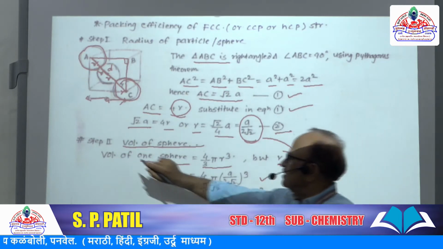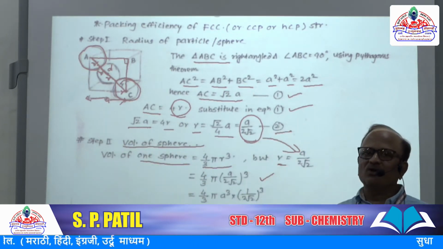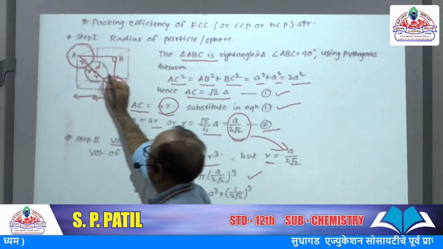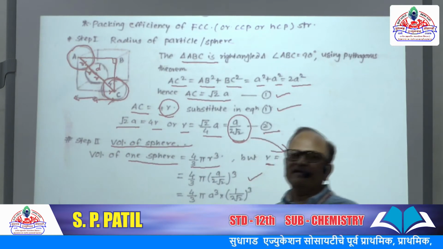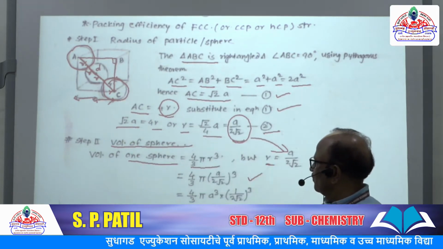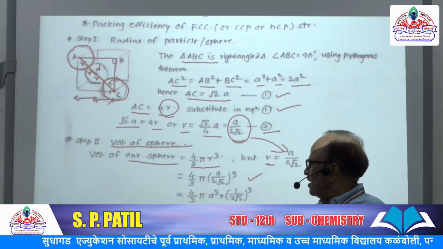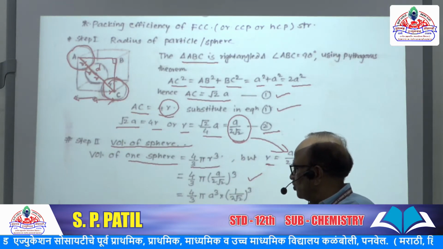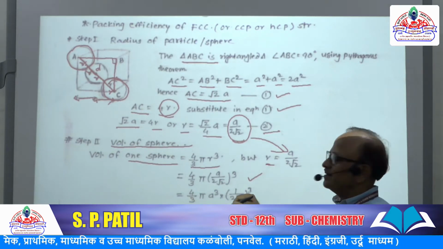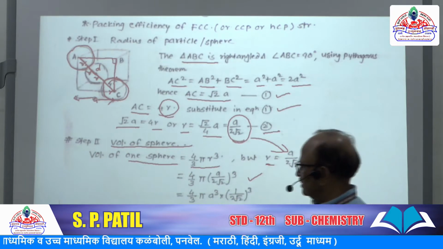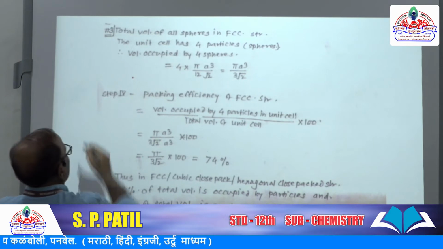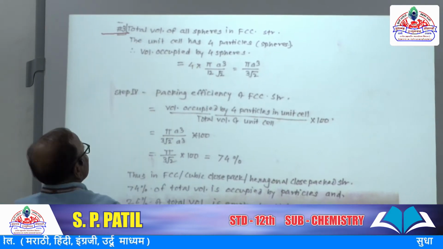So this is the second step to calculate the volume of sphere. Means for this sphere we have calculated the volume. Is it right? Volume of one sphere is pi a cube upon 12 root 2, which we get by simplifying these brackets. So let us go to the next step. Step 3.